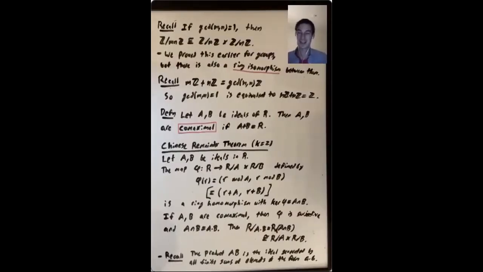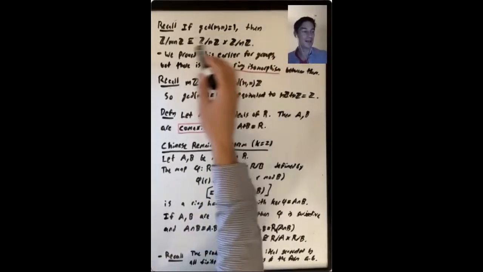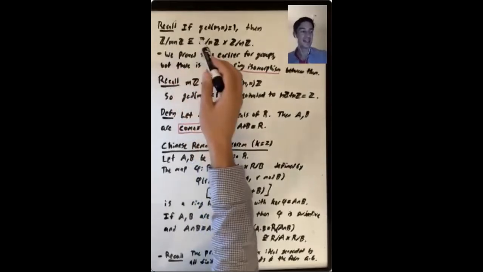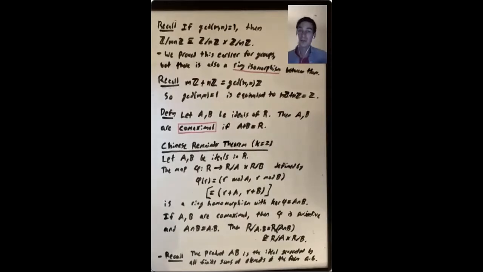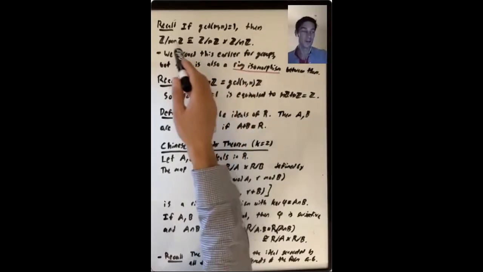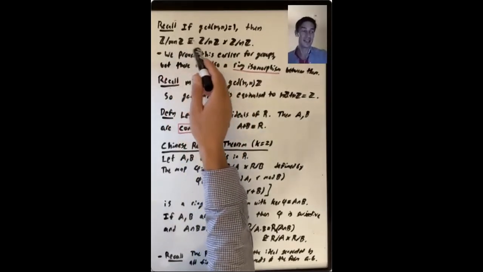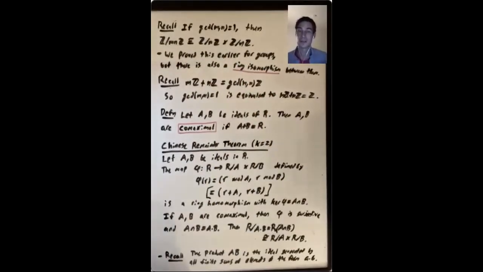Let's think back to our discussion of Z mod MZ and Z mod NZ. We've already seen that if the GCD of M and N is 1, then Z mod MNZ is isomorphic to Z mod MZ cross Z mod NZ. And we proved this earlier for groups. But in fact, something better is true. Not only is there an isomorphism between the groups Z mod MNZ and Z mod MZ cross Z mod NZ, but there is a ring isomorphism between them. Okay, so we'll see this in a minute.